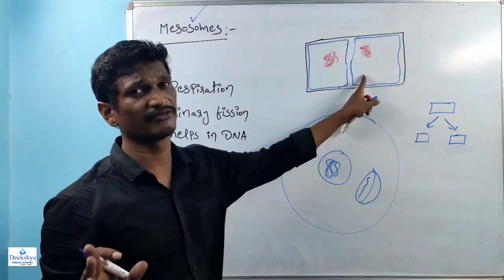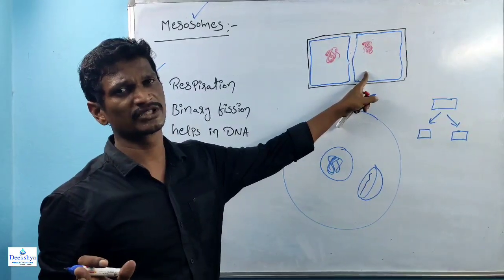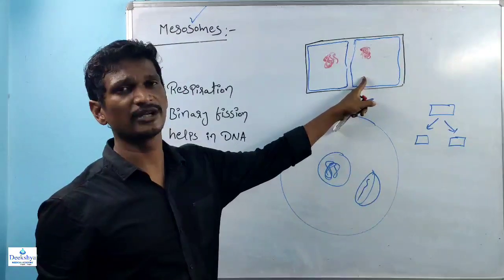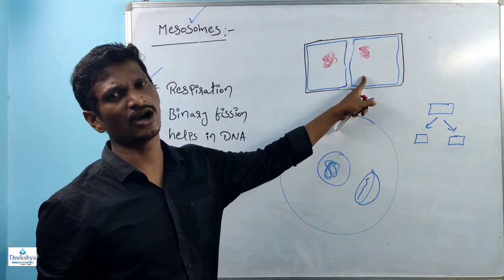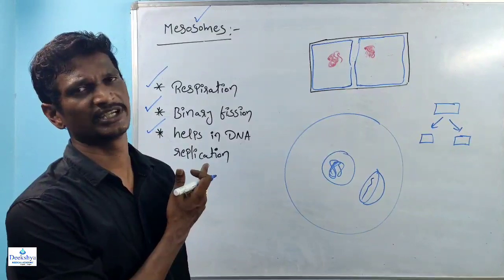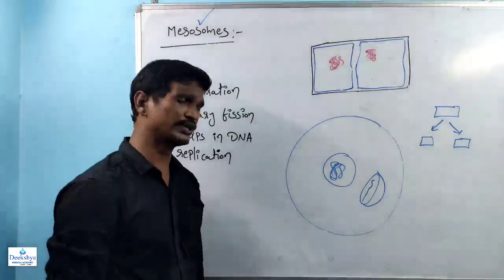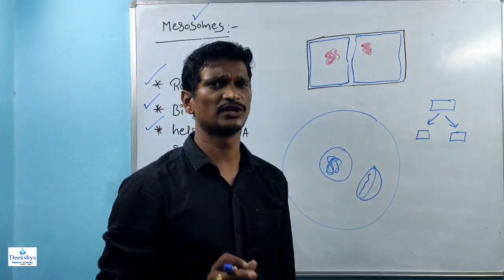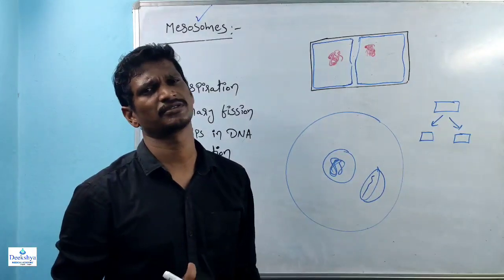Remember, mitochondria are not available here. Within a prokaryotic cell, there is no mitochondria. So how does ATP synthesis take place? ATP synthesis is done by the mesosome. So that is about the mesosome. We discussed the plasma membrane and the mesosomes. Next class we will discuss the cytoplasm-containing parts.